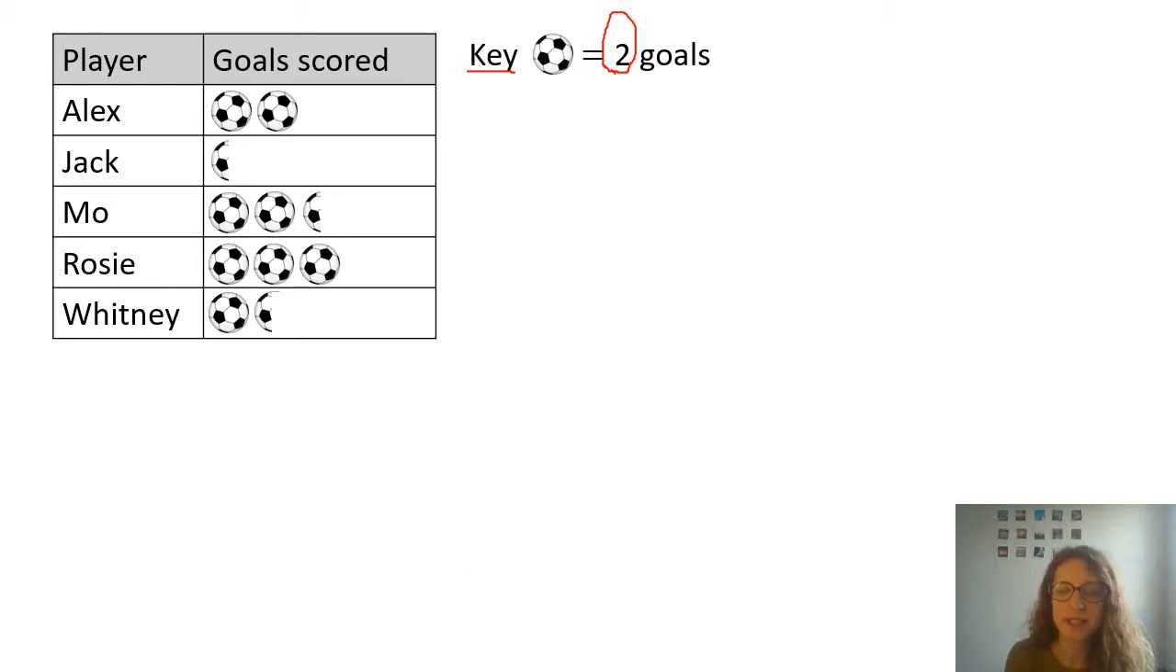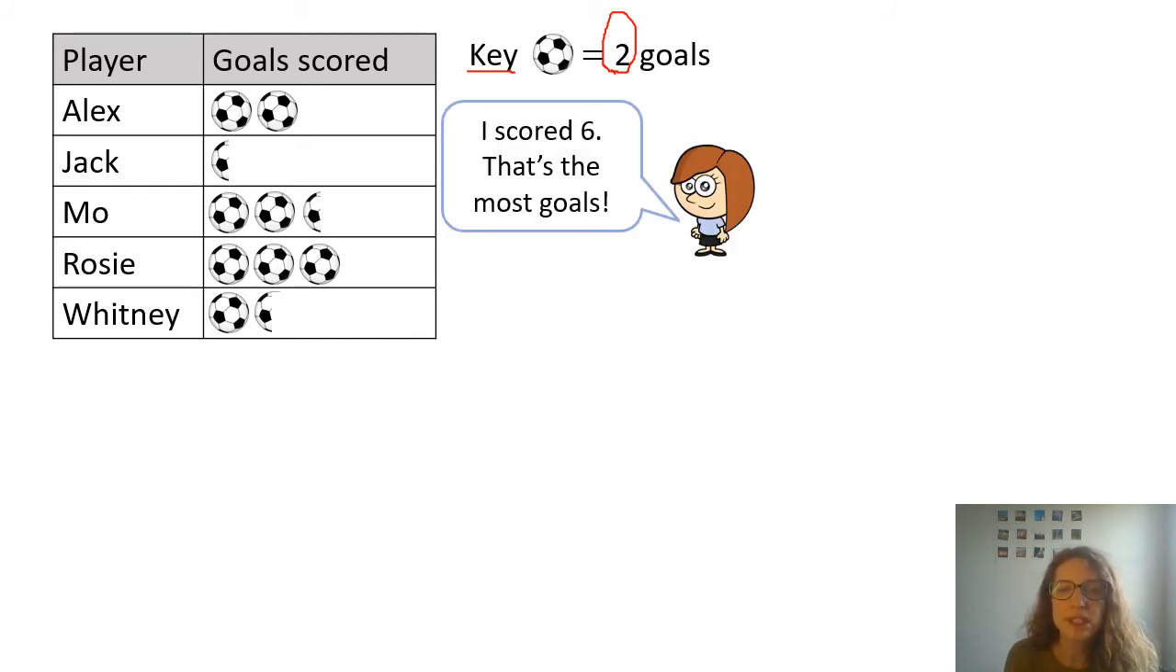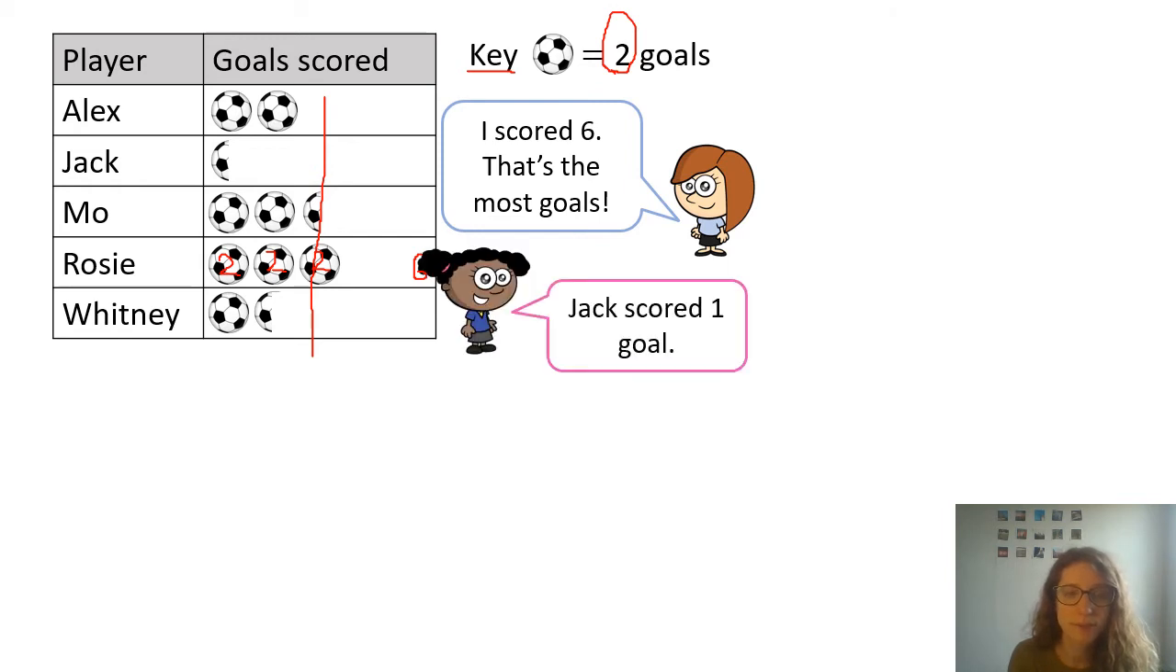Right, okay, let's have a look at some of the facts we could have found. So we know that each football is worth 2 goals. So she has said, I scored 6, and that is the most goals. So we can have a look at Rosie's. We've got 2, 4, 6. Okay, so she did score 6 there, and if we do a little line down here, a wobbly line, it is the most because it's the only one that goes the furthest on the pictogram. You can see the others are all behind that line, so she did score the most. Okay, Jack scored 1 goal, so Jack is here, and there is half a football. Half of 2 equals 1, so he scored 1 goal.